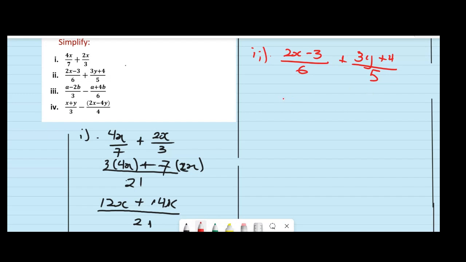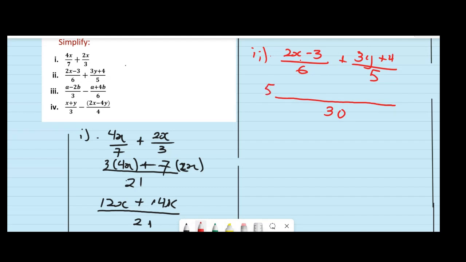So we have to find the LCM, and the LCM is going to be 30. That is 6 times 5. That will give us 30 quickly. So 6 goes into 30 5 times. We just multiply the 5 by the numerator. So that's going to give us 5.